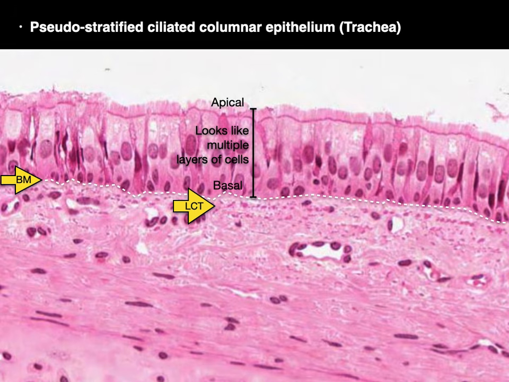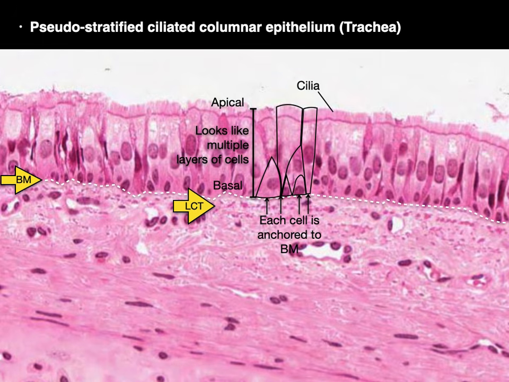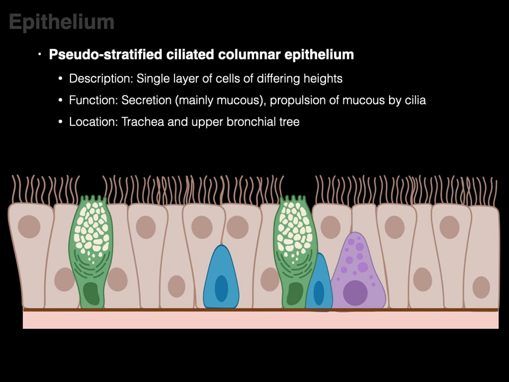And so it looks like there are multiple layers of cells. Let's take a look at that cell, and that cell, that cell, and that cell. It looks like they're all on top of each other, but each cell is actually anchored to the basement membrane, so it's not really stratified. It's pseudostratified. There's the cilia projecting, looking like grass at the top, and that's where the air would be in this trachea. All right, so there is pseudostratified ciliated columnar epithelium, also known as respiratory epithelium, in an overview of its description, function, and location.